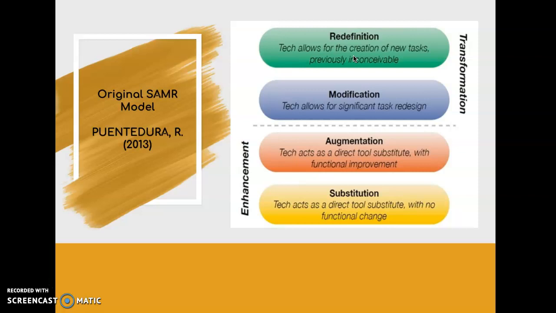So the model with SAMR, and Puentedura talks about this, is broken down into two main pieces. These four parts are the enhancement piece, which is called below the line, and then you'll hear about above the line, this transformative teaching, and that's what our goal always is, to reach this level, according to Puentedura, of transformative teaching above the line. And there's actually a blog about that; I have a link for you.